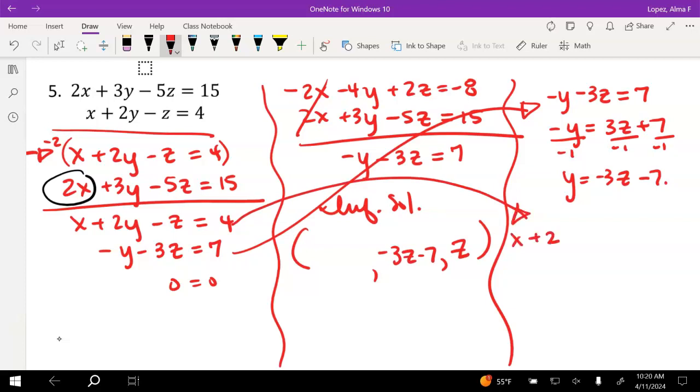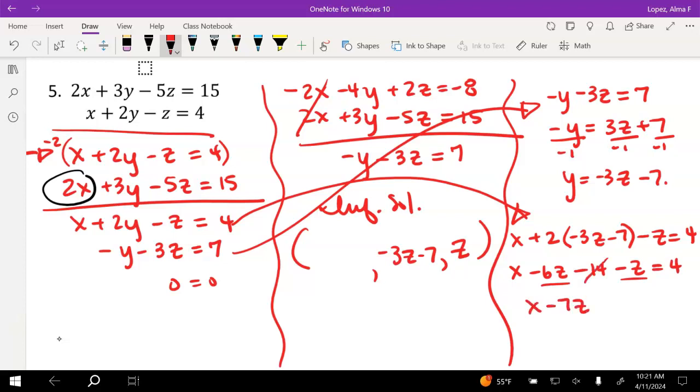X plus 2 times y, which I happen to know is negative 3z minus 7, minus z equals 4. That's x minus 6z minus 14 minus z equals 4. I'm going to combine the z terms. That's x minus 7z. I'm going to go ahead and move the 14 over. Equals 18. So my x value will be 7z plus 18. All right, we'll pick up in the next video.